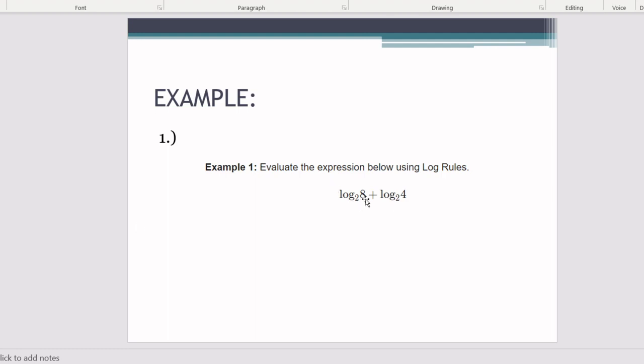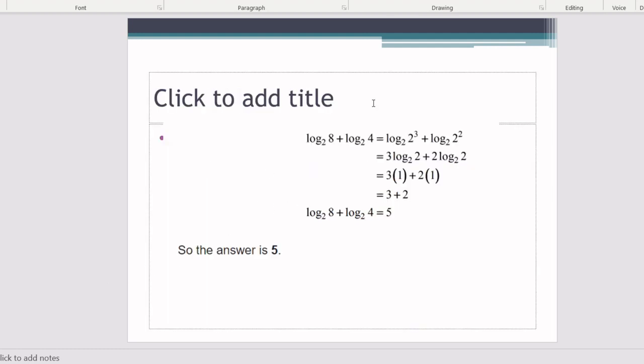So let's answer log 2 of 8 plus log 2 of 4. Okay, let's step by step understand this equation. Here, log 2 of 8, as mentioned earlier, is equivalent to 2 cubed, right? So that's equivalent to 2 cubed. Proceeding to the next one, 4 is equivalent to 2 squared, right? So, according to the power rule, that would be equal to 3.